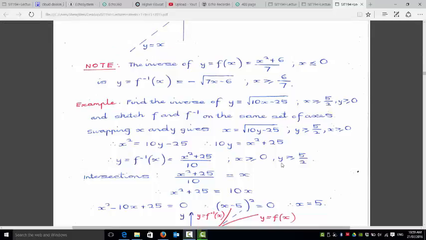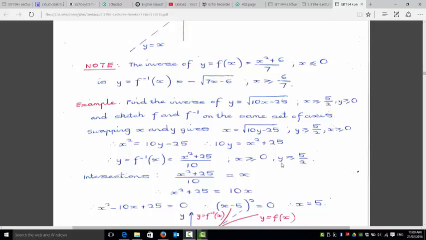Here I give you another example. We want to find out the inverse function of the square root of 10x minus 25. We have the domain x is larger or equal to 5 over 2. We also have y is larger or equal to 0.